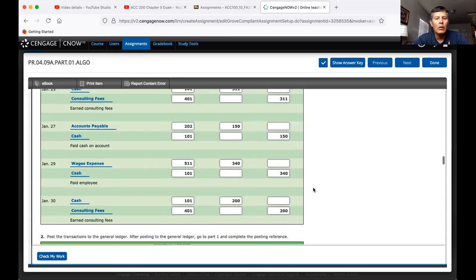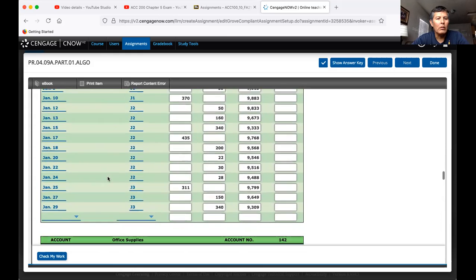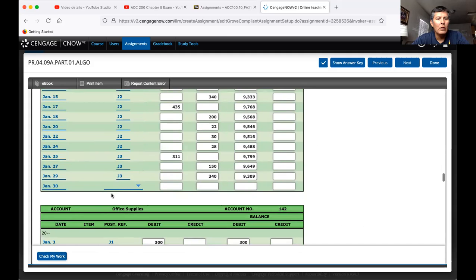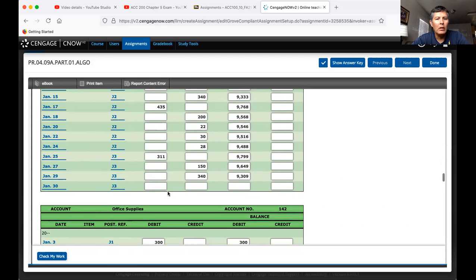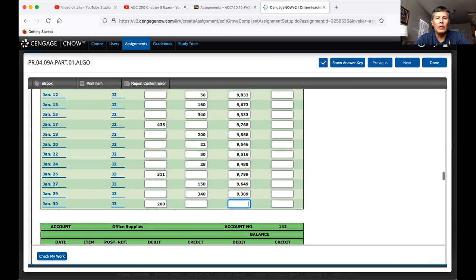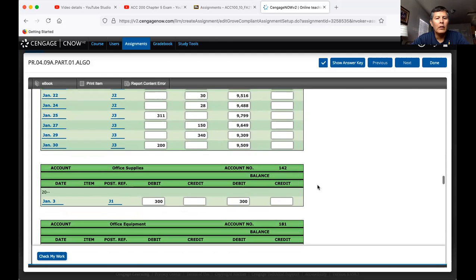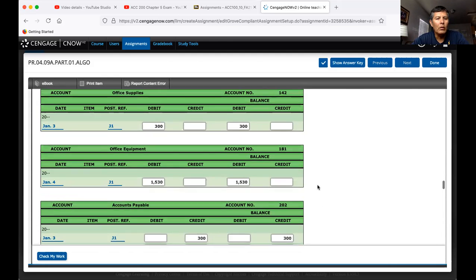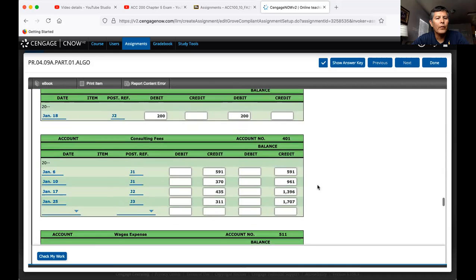There we go. Now we got to record this in our cash account. This is probably going to be the last one. J3 again, and the amount 200. So we need 9509. 9509. Now we just have to go to the consulting fees down here.